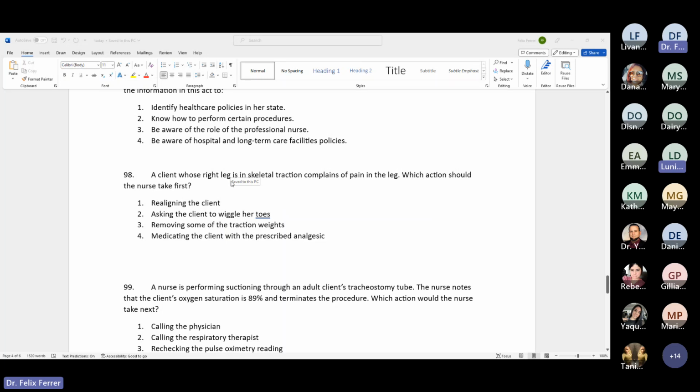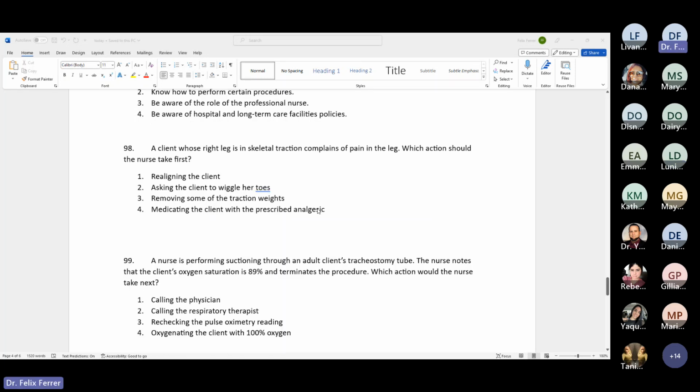Yes. Okay, good. 98. A client whose right leg is in skeletal traction complains of pain in the leg. Which action should the nurse take first? Realign the client, asking the client to wiggle her toes, removing some of the traction weights, medicating the client with the prescribed analgesics.